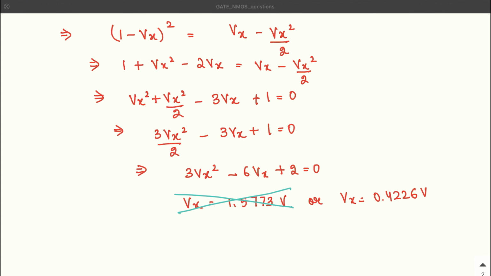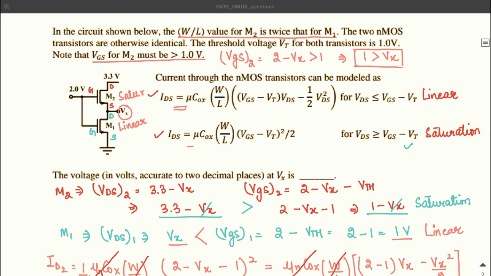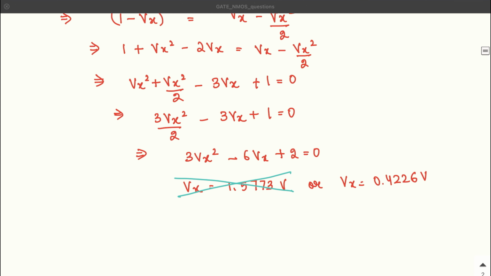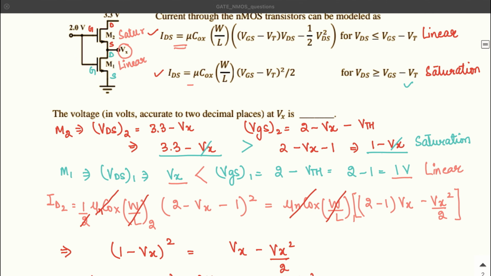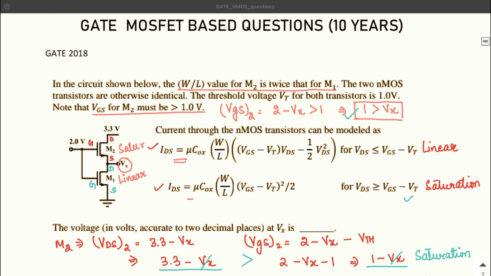Now you already know that the first is not possible. Why? Because we are clearly given that Vx has to be less than 1. So we can quickly decide that this is the correct answer and this is what the value of Vx should be. The answer to this question is 0.4226, and they are asking for up to 2 decimal places, so 0.42 volt. This is the way you will solve this question.